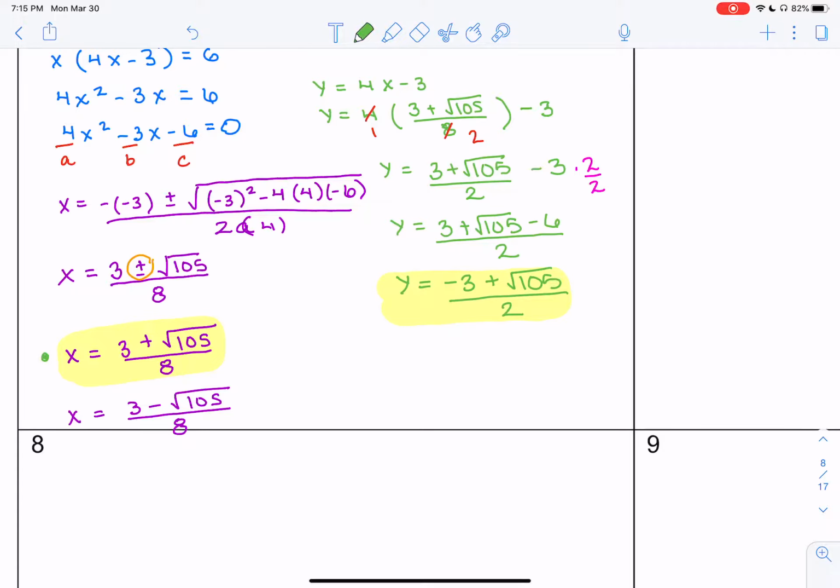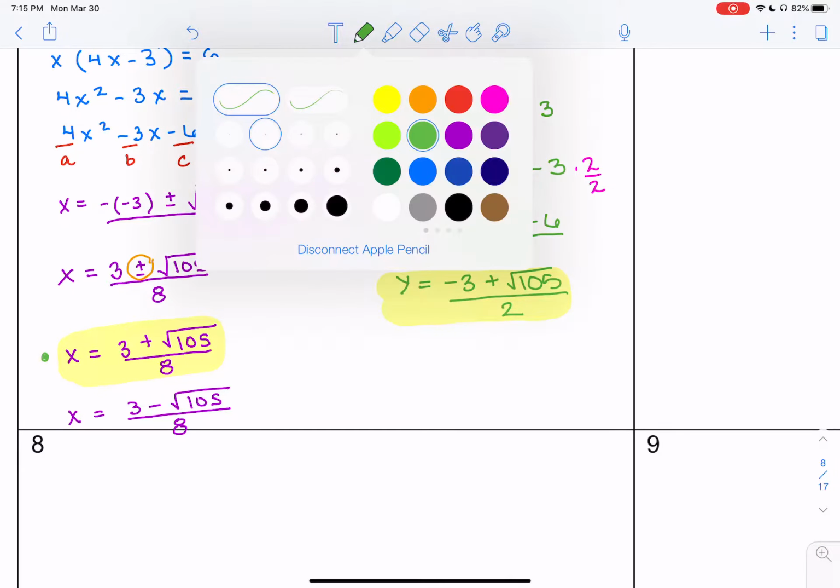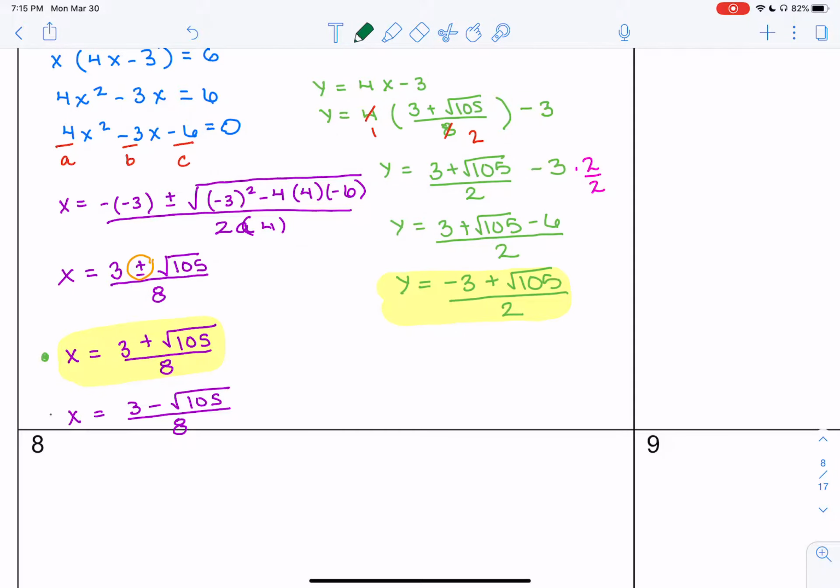All right, now I have to go back and do the second one. I'll do a slightly darker green. You're going to see that when we sub in, it starts to take the same pattern, so you might be able to skip a couple steps.